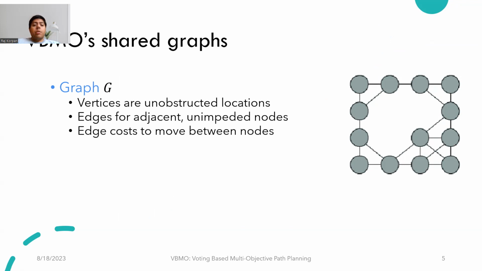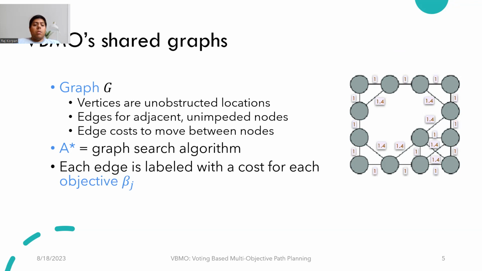We apply a cost to those edges that represents the cost of movement between the two nodes based on whatever our objective is. We can use a graph search algorithm like A star, and we label the edge with the cost for each objective. So here, if the objective is to minimize distance, we can use Euclidean distance between the two nodes to represent the cost to travel between them.